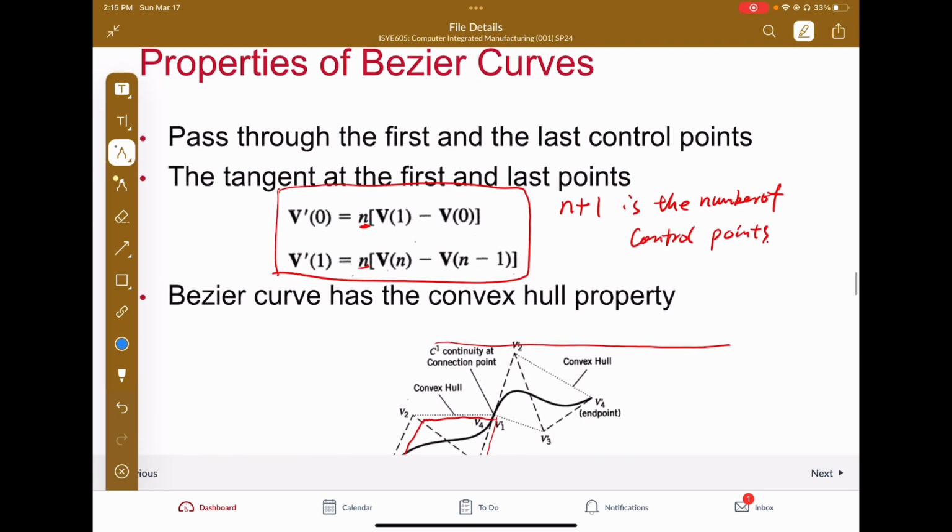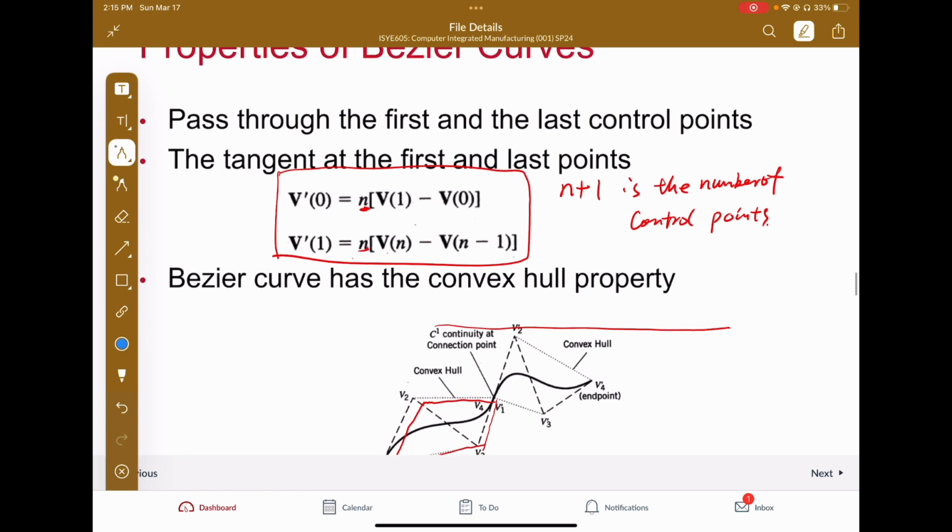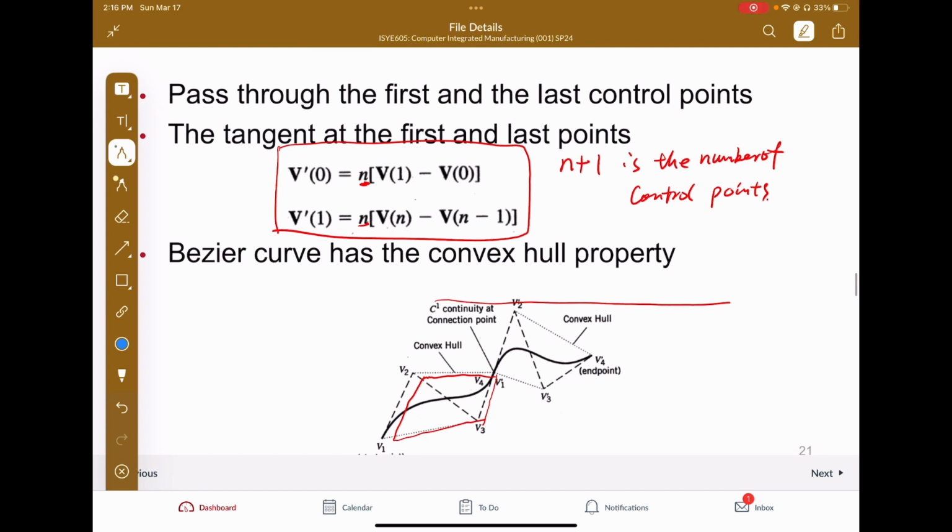And the next is properties of Bezier curves. For example, we have cubic, right? You remember we have 4 control points. Cubic, n equals 3, but we need 4 control points. So for order n, we need n plus 1 control points to get an order-n Bezier curve.